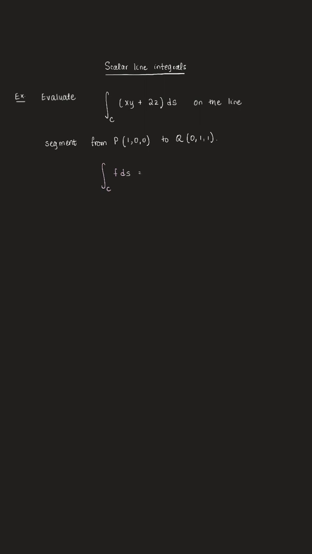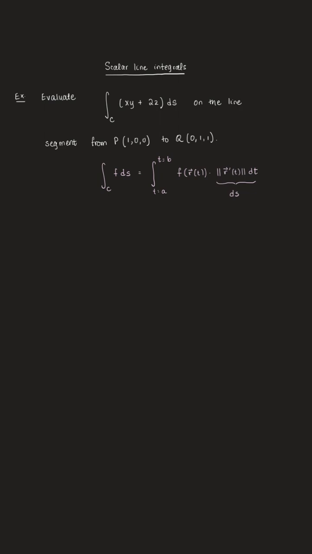And so to evaluate this, we want to parametrize our curve from a value of t, let's say from t equals a to t equals b. We're going to evaluate our function along the curve, and then we multiply by the arc length differential, which is the speed of the curve times dt. And so this is our expression for the arc length differential ds.